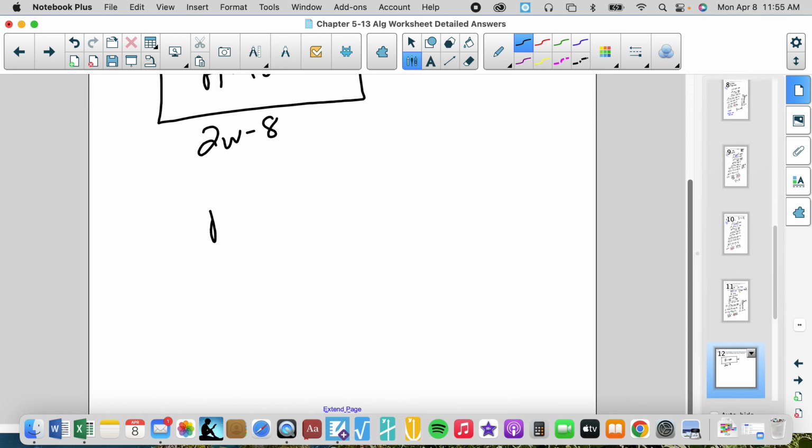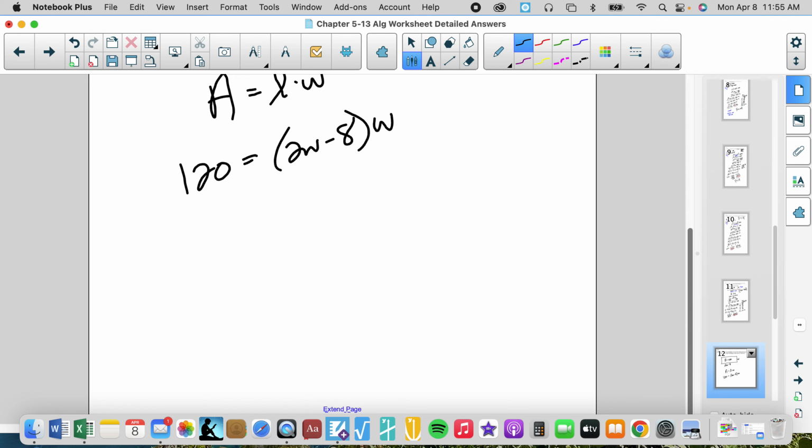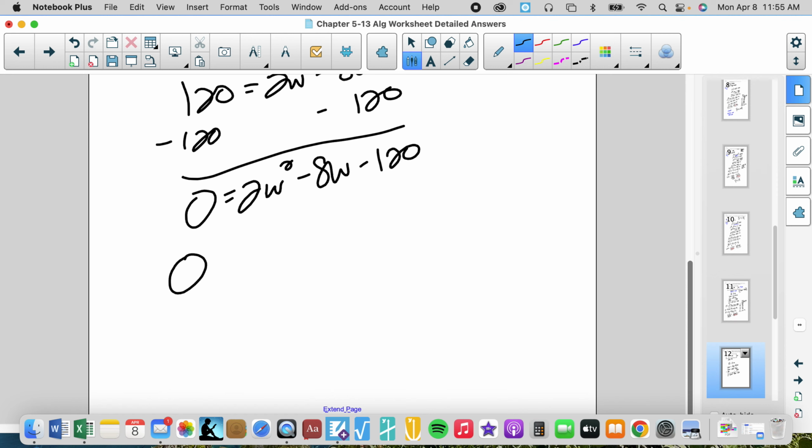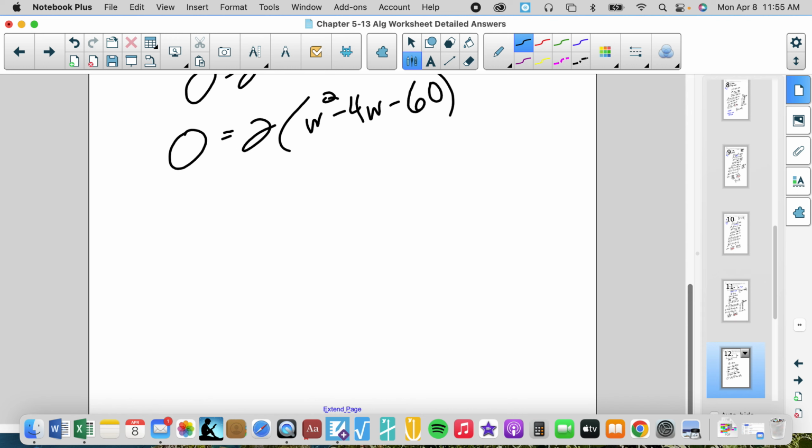All right, so area equals length times width. 120 equals the length, 2W minus 8, times the width. 120 equals 2W squared minus 8W. Let's set it equal to 0. 0 equals 2W squared minus 8W minus 120. Let's factor out a 2. We get W squared minus 4W minus 60. Factors of 60 when they're different that make negative 4. Let's see if I can think of that.